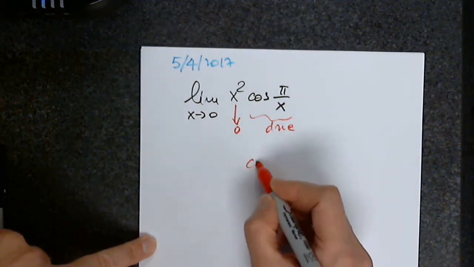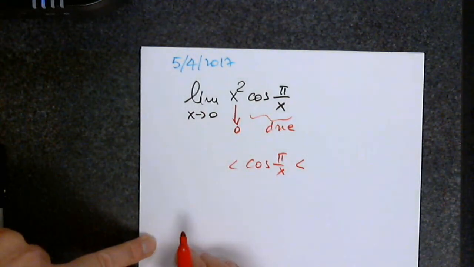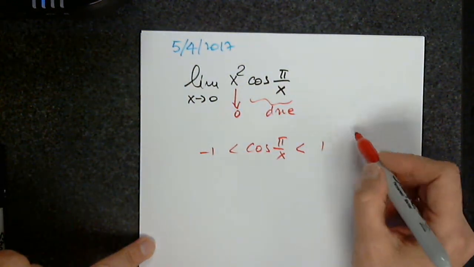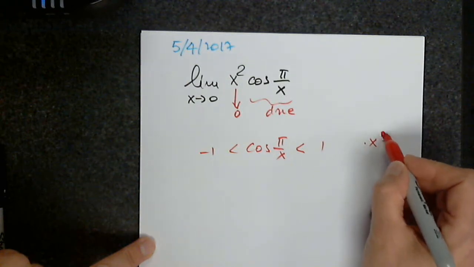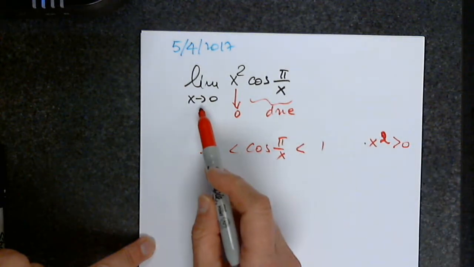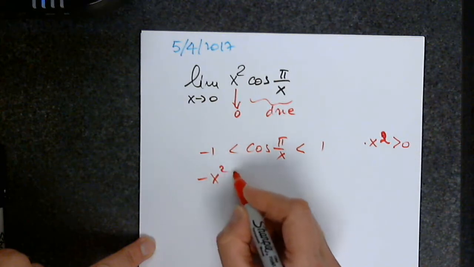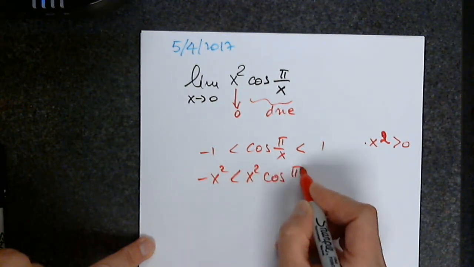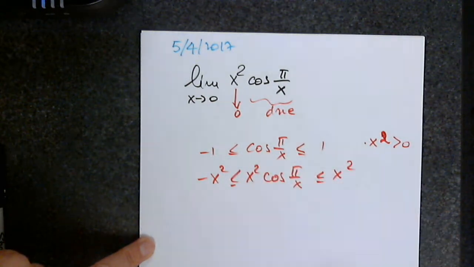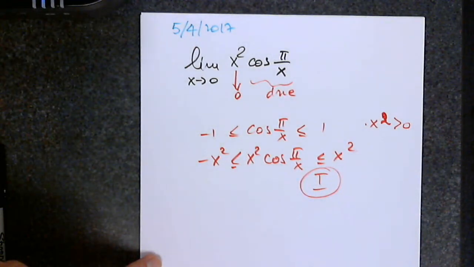So then I start with cosine of pi over x, and I say, okay, it lives between negative 1 and 1 for sure. And then I will multiply all three sides by x squared, because x squared is positive and it's not 0. When x approaches 0, we mean x is not 0. So then I have negative x squared less than or equal to x squared cosine of pi over x less than or equal to x squared.